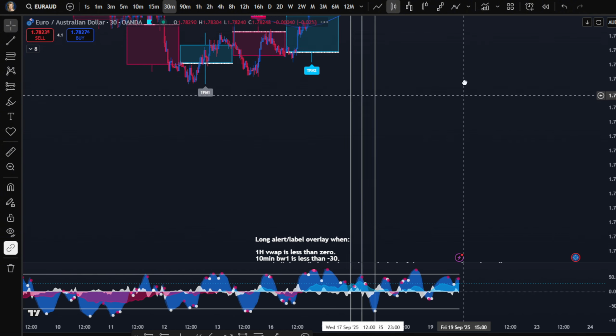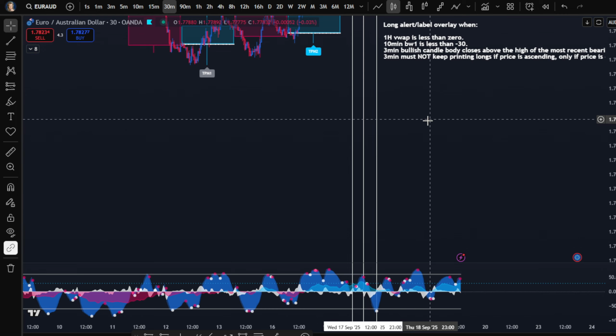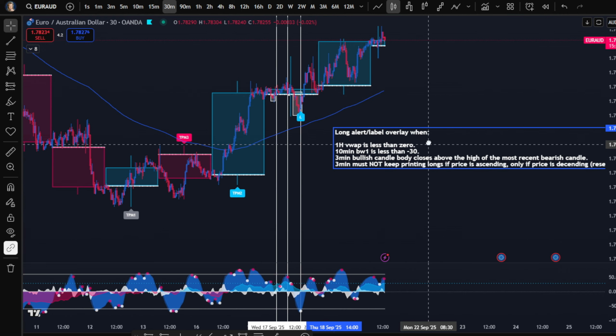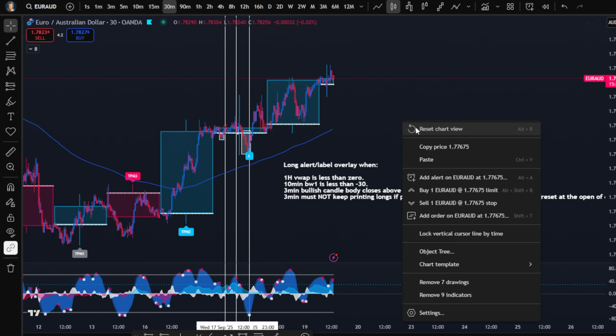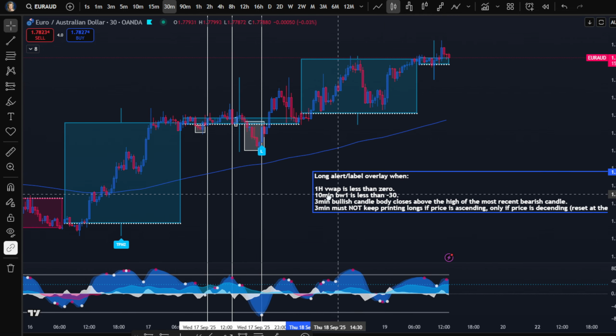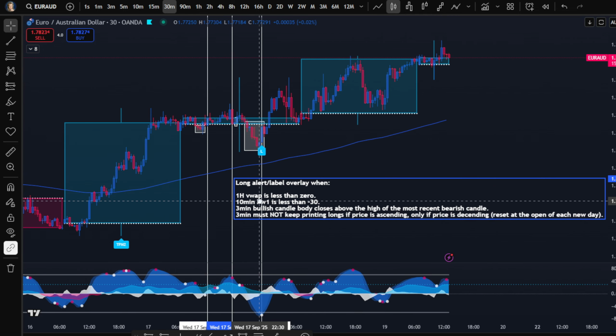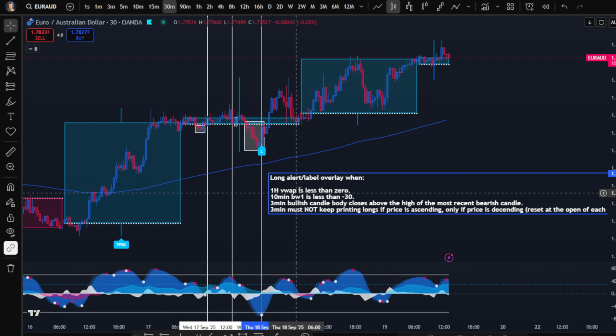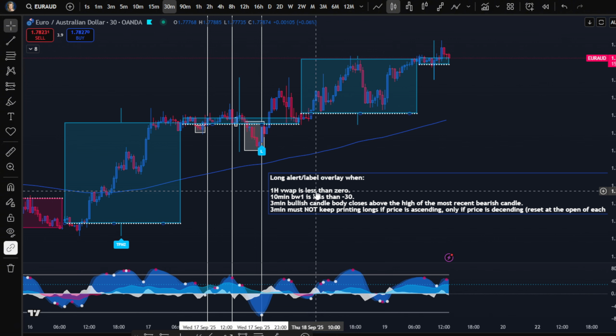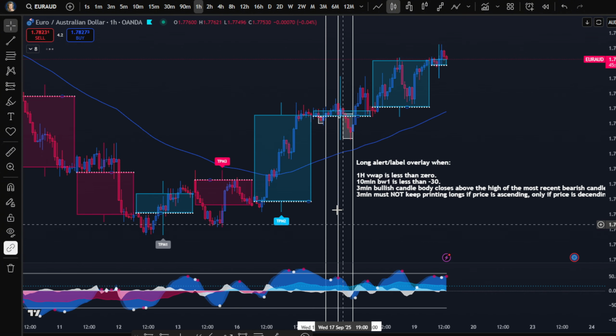I'll just take you through these rules over here, hopefully not overwhelming you. So the rules that I want for the scalp trading overlay, for long alerts, I would like the 1 hour VWAP to be less than 0. Okay, I'll just go to the 1 hour to show you.